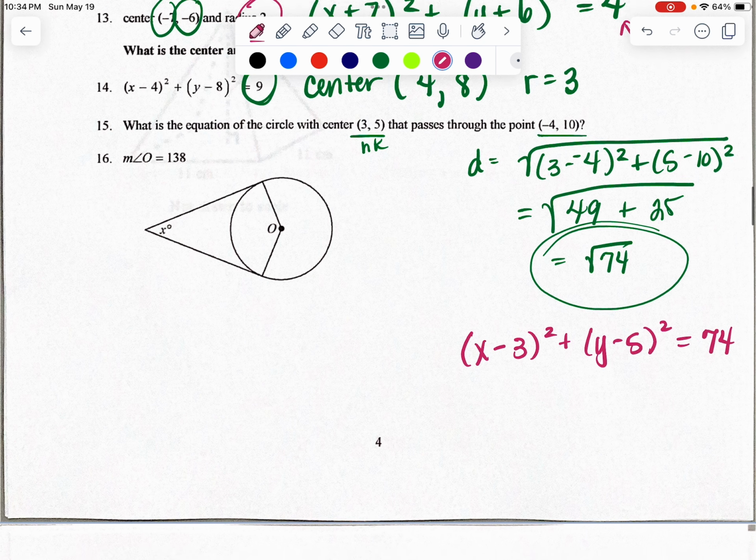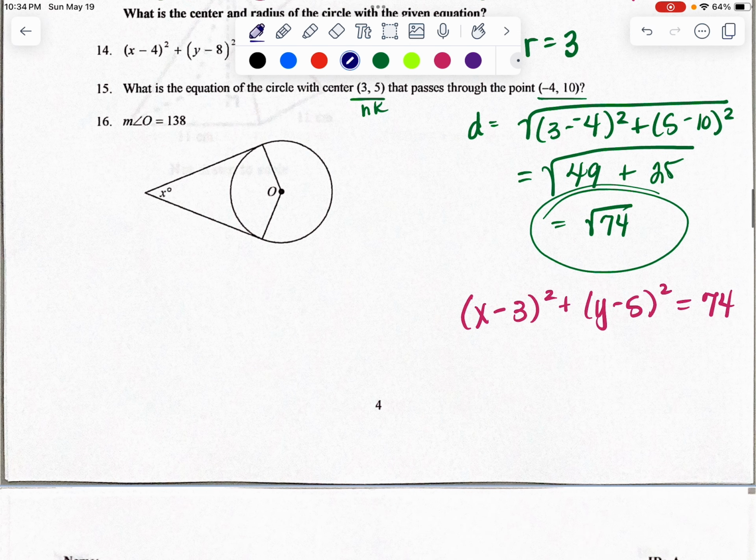Okay. Number 16, these are our tangents moving into the circles. We know if that's tangent, that's a right angle, and that's a right angle. That's one of the properties we learned. That's 90, that's 90. It tells me the angle O is 138, and this is another kite, actually. And we know in a quadrilateral, the 4 angles add up to 360 degrees. So I just need to add everything up here.